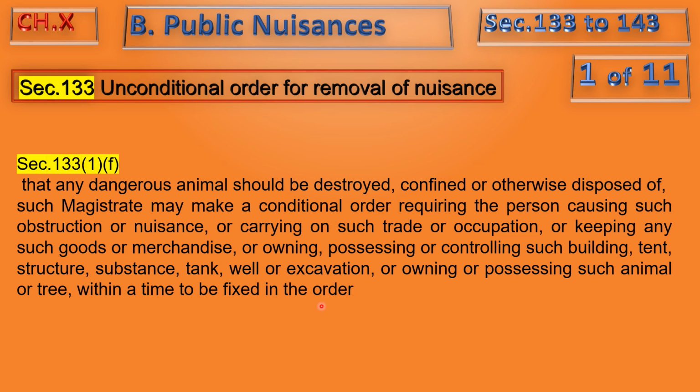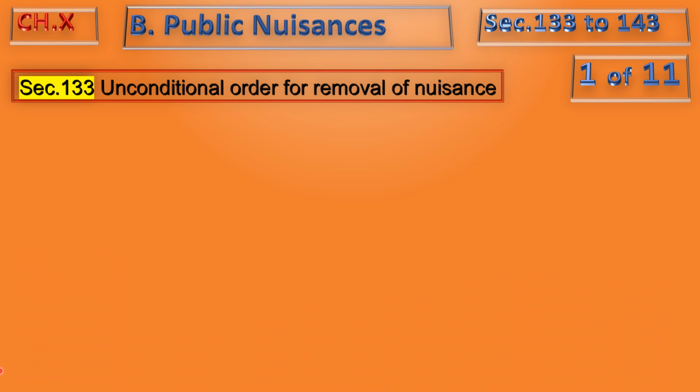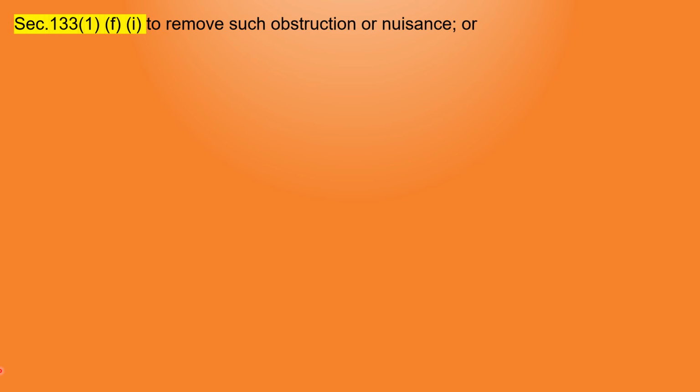So we here see that even if there is a dangerous animal in the city or village, there is a right to protect themselves, to defend themselves, and to confine such an animal or even to tranquilize that animal so that the public cannot be put in danger. Next, further, it says, clause 1, to remove such obstruction or nuisances if there is on public.